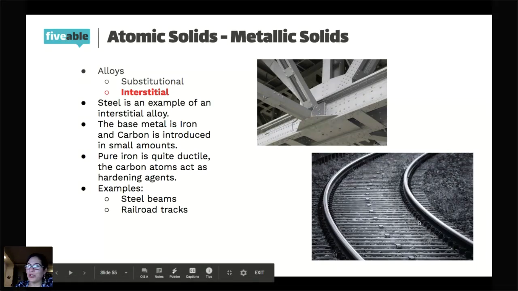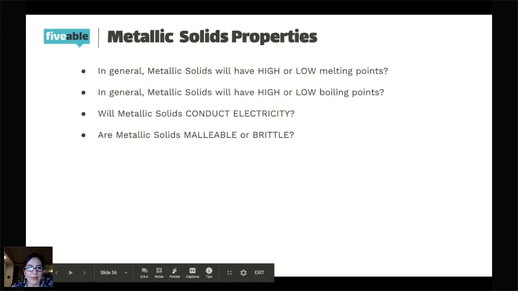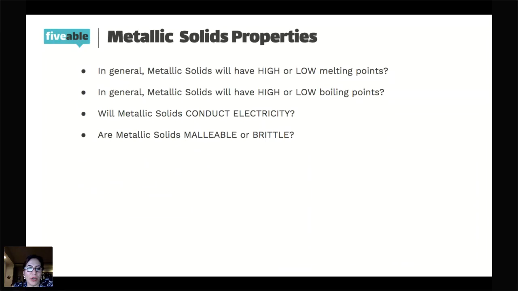Okay, we're going to move on. So in general, metallic solids will have, okay, let's compare it again to ionic. Will they have higher or lower melting and boiling points than ionic solids? Exactly, they will have lower melting points because they're very easy to melt, since the components are not so tightly bound together.